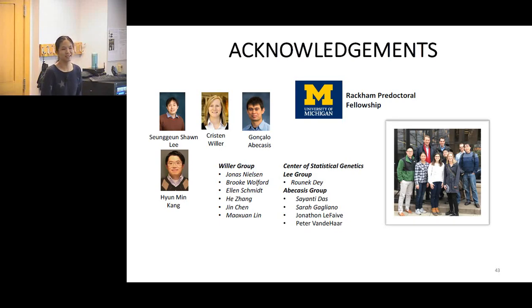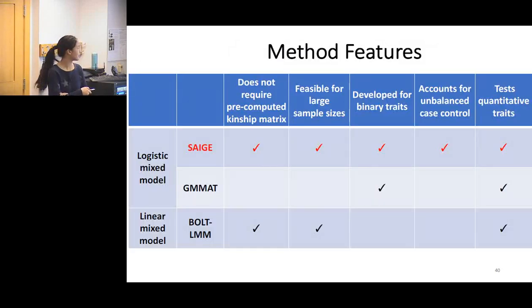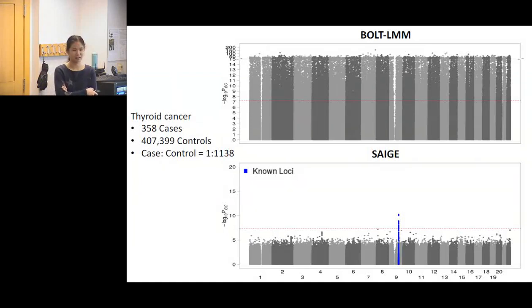I actually have a question. If you go back to the slide with the thyroid case control graph, something like this. You point out that SAIGE comes up with the known locus, but do you know if there are other known loci that SAIGE is not picking up? Yeah, of course, there is more than one known thyroid cancer locus. I'm not sure, but since the case number is very low, we probably do not have enough power to pick up all the other known loci.